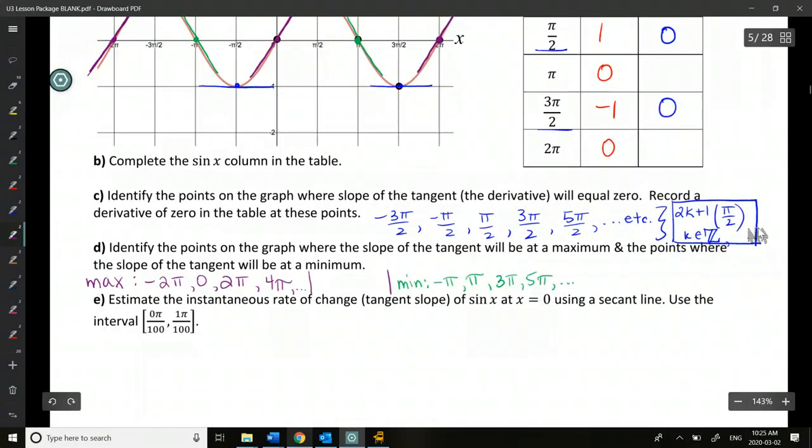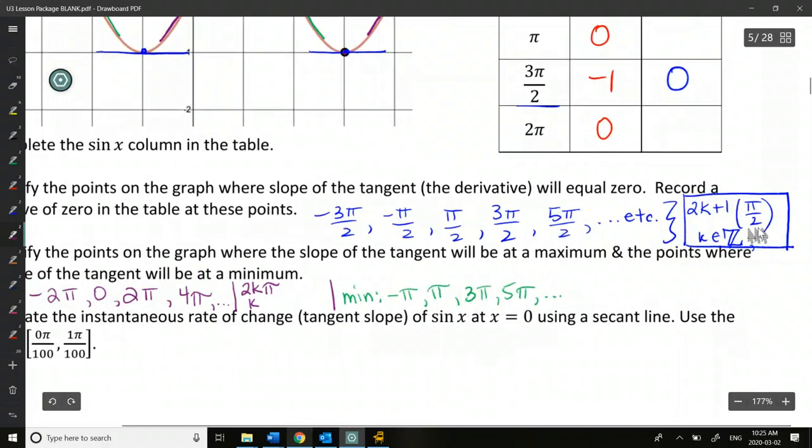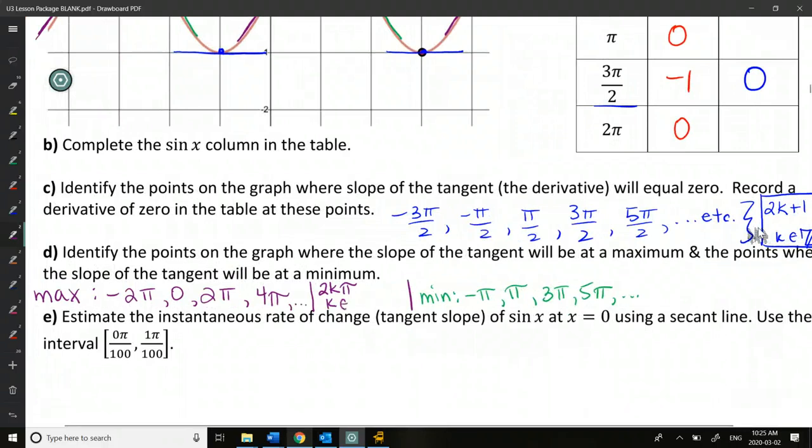Okay, I could say for this one, we could say 2kπ, so even multiples of π, where k is from the set of integers. And for this one, we could say (2k+1)π, so odd multiples of π, where k is from the set of integers. So even and odd multiples of π is where these are occurring.